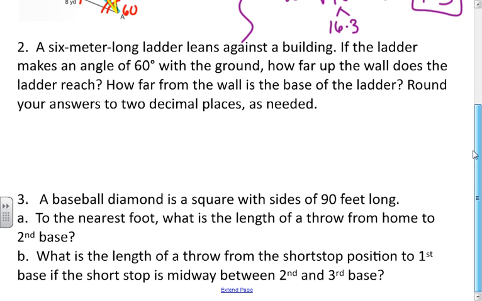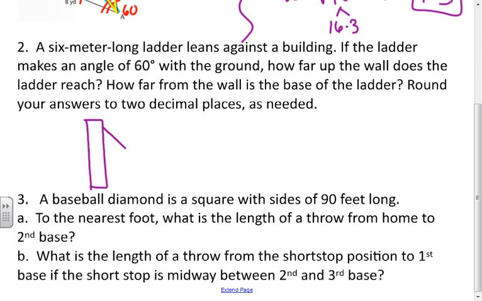If I look at the next example, a 6-meter long ladder leans against a building. If the ladder makes an angle of 60 degrees with the ground, how far up the wall does the ladder reach? How far from the wall is the base of the ladder? Round your answers. Now when we're talking about ladders and length, it doesn't make sense to use radicals, but they are a good place to start.